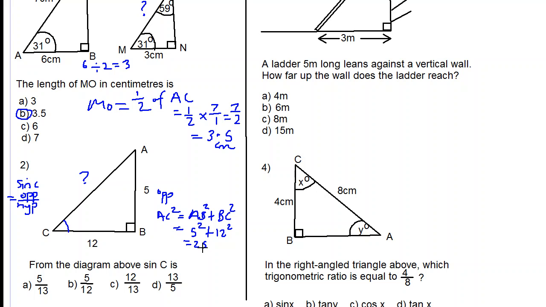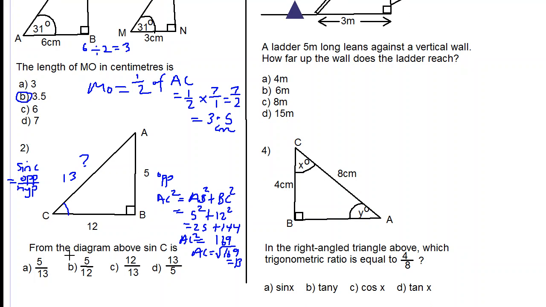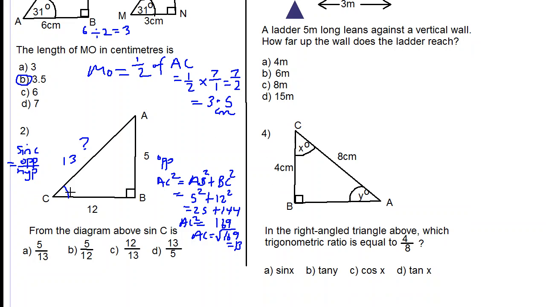5 5s are 25, 12 12s are 144. When we add them up, we get 169. Now this is AC squared. We want to find AC. The square root of 169 is 13. So we know that AC is equal to 13. And from the diagram above, sine C would then be opposite over hypotenuse, which is 5 over 13. The length of the hypotenuse is 13 units. So the answer is A.